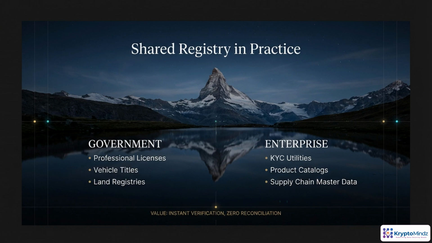Let's make shared registry concrete. In government, think of professional licenses, vehicle titles, or land records. Today, each agency or region often runs its own database, and reconciling differences is painful and slow. A permissioned ledger lets them maintain one authoritative history, with append-only updates and cryptographic proofs. Enterprises face the same issue with KYC data, product catalogs, and supply chain master data. Shared registries give them instant verification and virtually no reconciliation work.